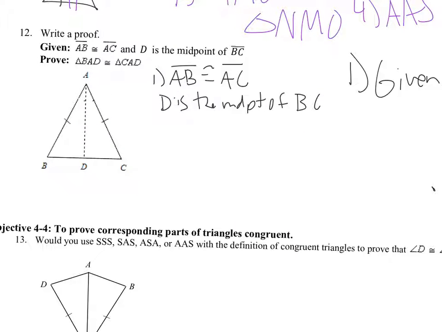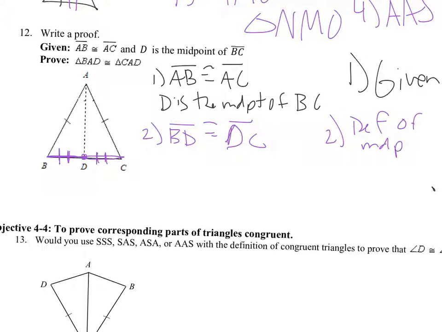So I have BC is congruent to AC, that's my given. It says D is the midpoint of BC. So here's BC, saying this is the midpoint. You have to know what midpoint means. Midpoint means in the middle. So if that's in the middle, you know that these two have to be the same length. So I'm going to say side BD is congruent to side DC. The reason why, definition of midpoint.